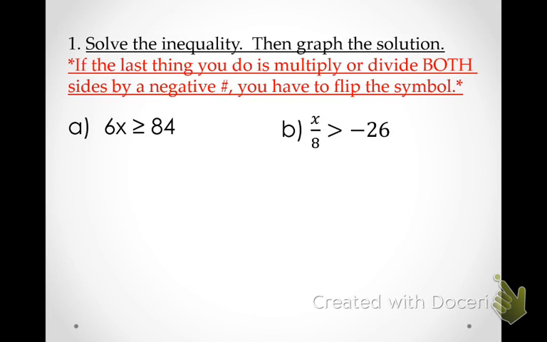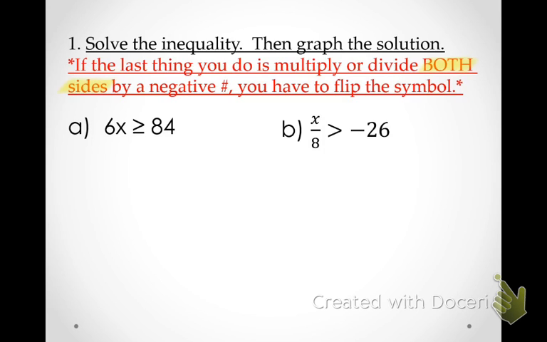Number 1 says to solve the inequality and graph the solution. Those are exactly the same instructions that we had last week when we talked about the solving inequalities lesson, but this part that I have in the red is a little bit different than anything we talked about last week. So I want you guys to go ahead and read me what it says in the red. If the last thing you do is multiply or divide both sides by a negative number, you have to flip the symbol.